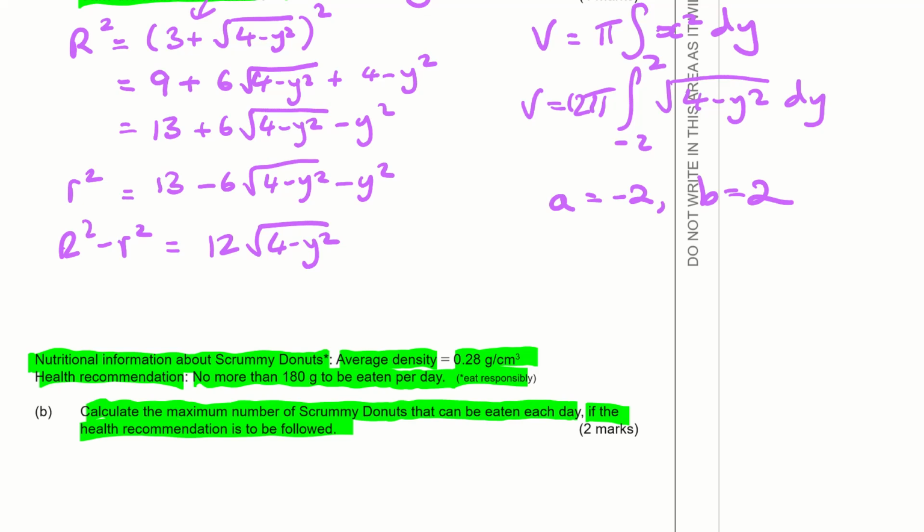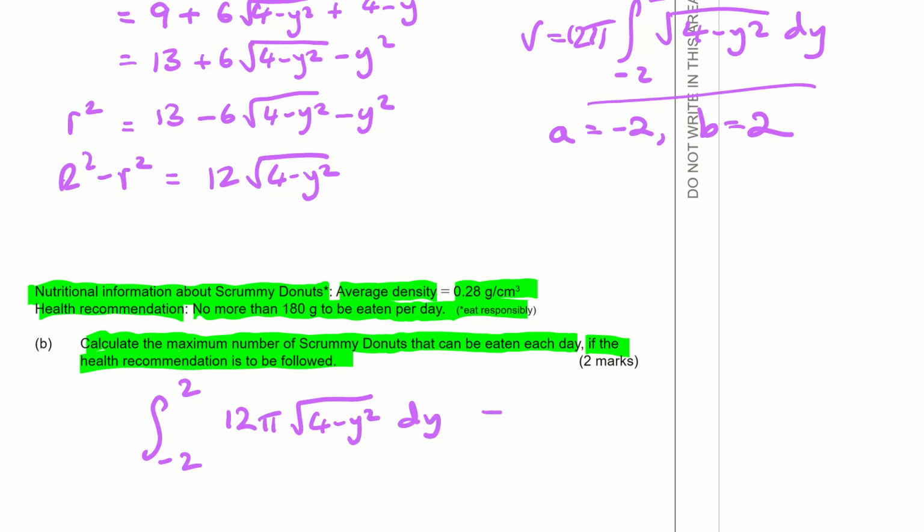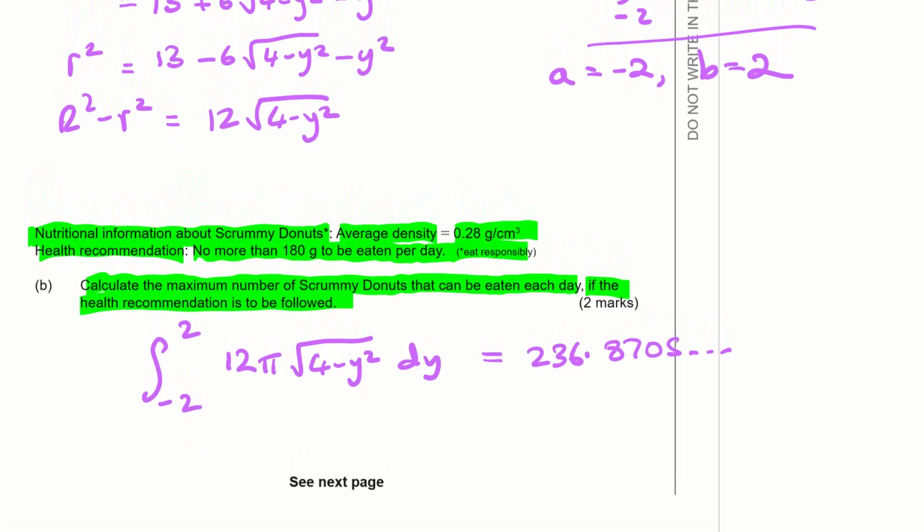So the first thing we want to do here is evaluate the integral we had up there. The integral from −2 to 2. It's probably easier on your calculator to put the 12π inside: √(4 − y²) dy. If you evaluate that on your ClassPad, you'll get 236.8705 and so on.